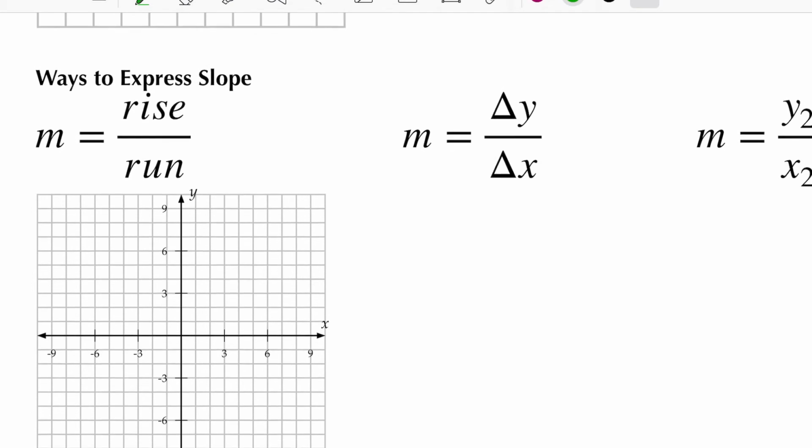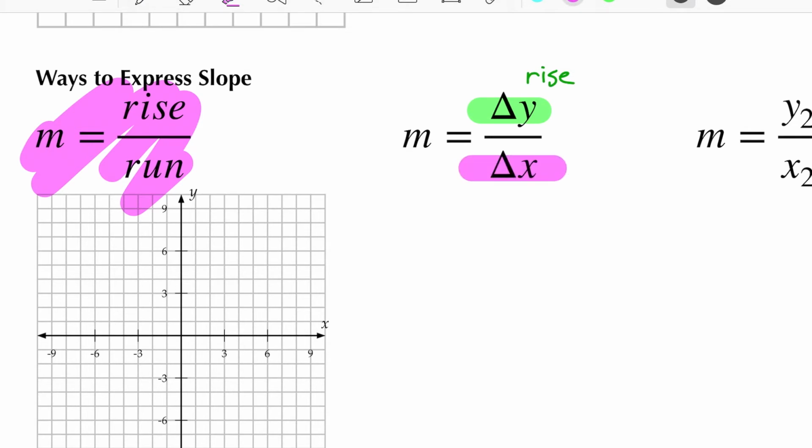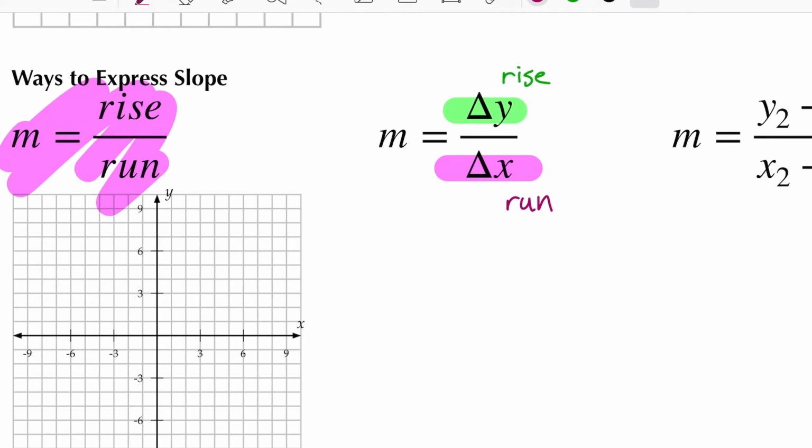All right, we have 3 formulas to express slope. First one, slope is equal to the rise over the run. That's easy. Our second one, slope is equal to change in y, and all change in y means is our rise. It's how much the graph goes up and down, over the change in x. And all the change in x is our run. It's how far left and right. So it's just another way to say rise over run: change in y over change in x.